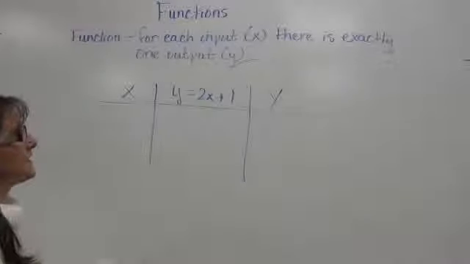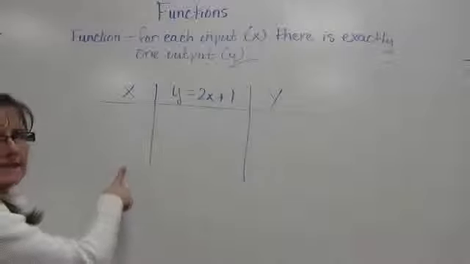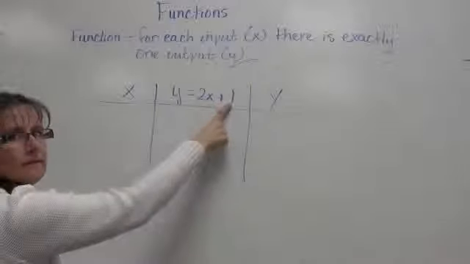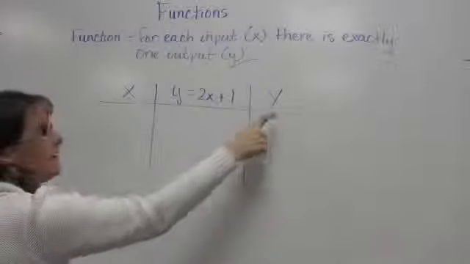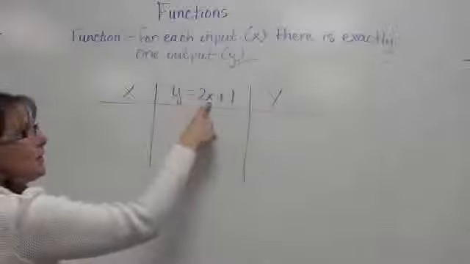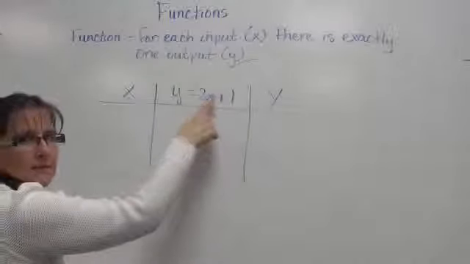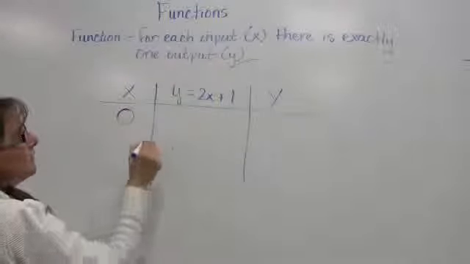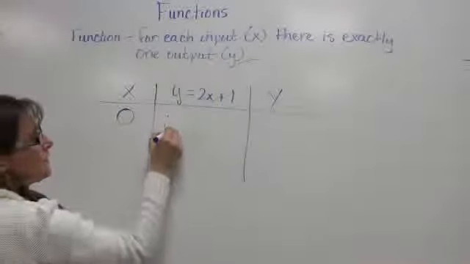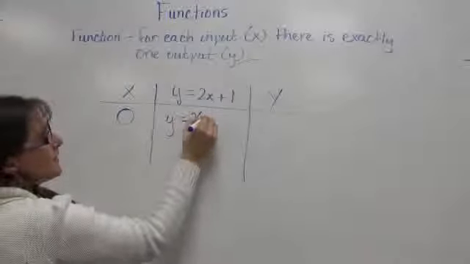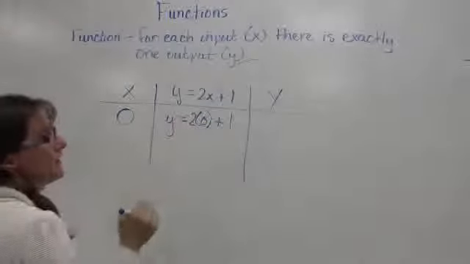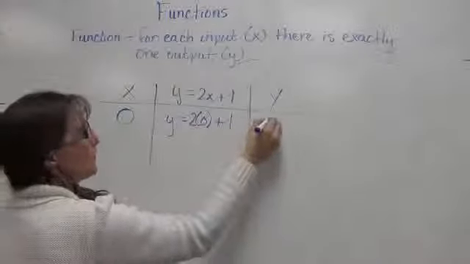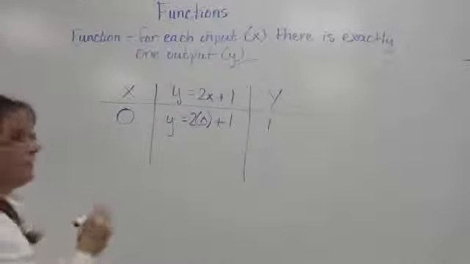Okay, here I have a function table. When I put in an x, it's going to multiply that x by 2 and then add 1. And that's going to give me my value. So my rule is 2x plus 1, or 2 times x plus 1. When I put in a 0, that means that the machine is going to take 2 times 0 and add 1. When I put in a 0, 2 times 0 is 0 plus 1 is 1. I'm going to get out a 1.